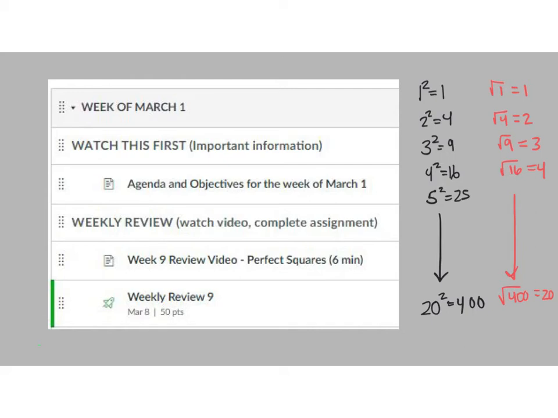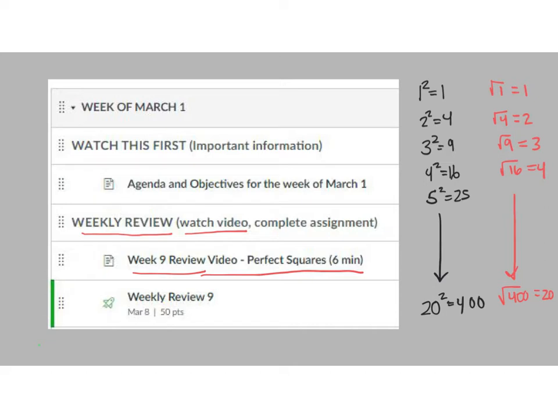Hello everyone, this is the agenda and objectives for the week of March 1st. And so we're going to start off with our weekly review. This week, the video that you will be watching will be about perfect squares and square roots. This is going to be in preparation for the type of factoring that we are going to do next week.